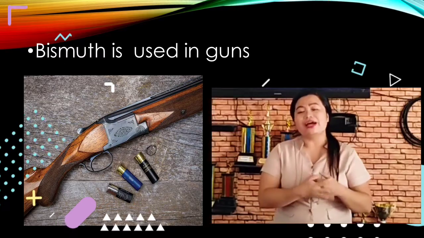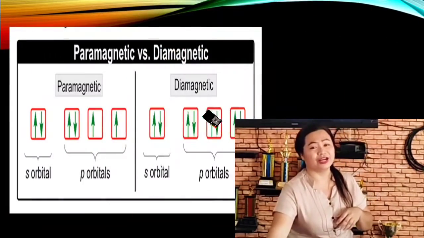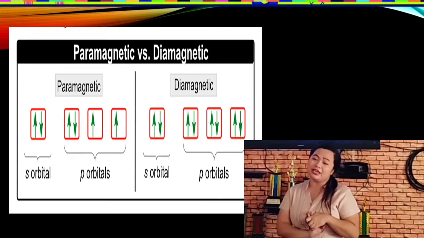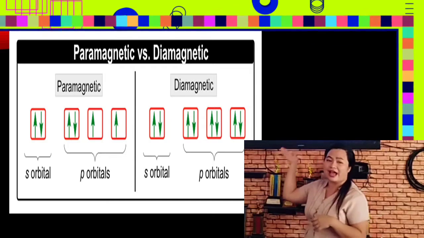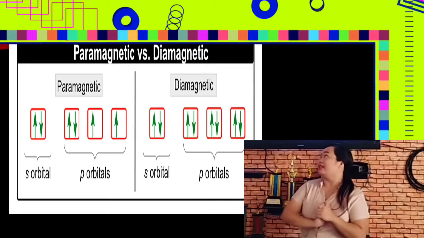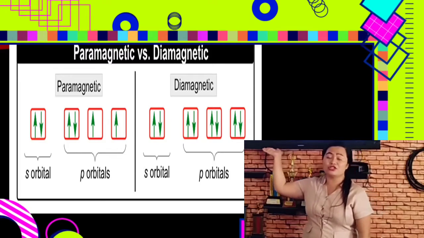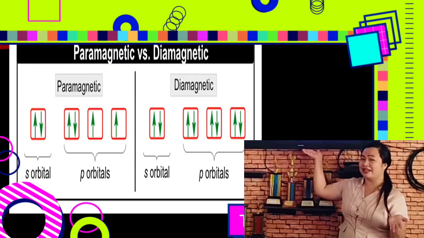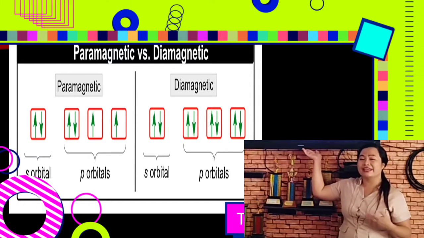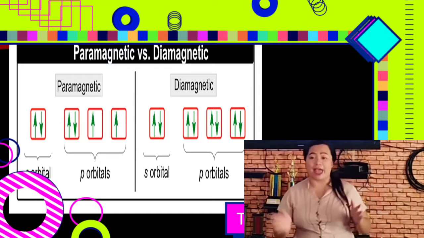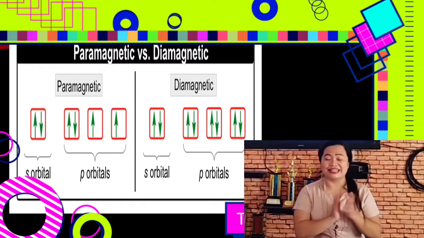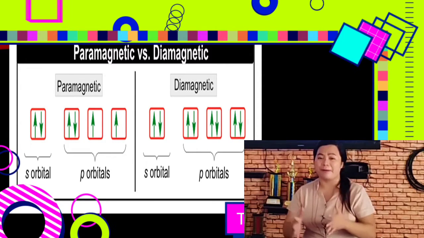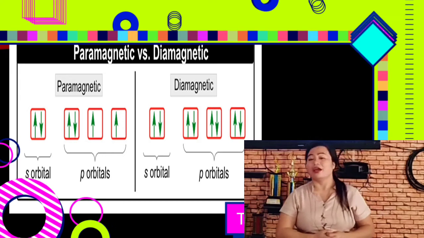Great. So, let us now compare our two electronic configurations. As you can see here, we have the paramagnetic and the diamagnetic. When we say paramagnetic, it results in unpaired electrons. How about the diamagnetic? That has paired electrons. Okay, let us recap. Paramagnetic is unpaired. Diamagnetic is paired electronic configuration. Any questions?